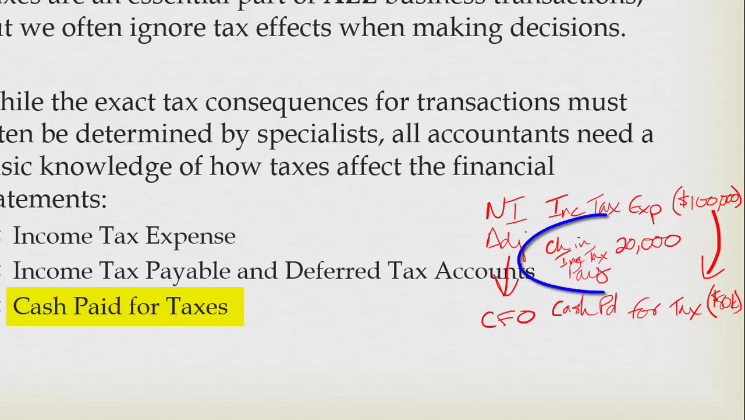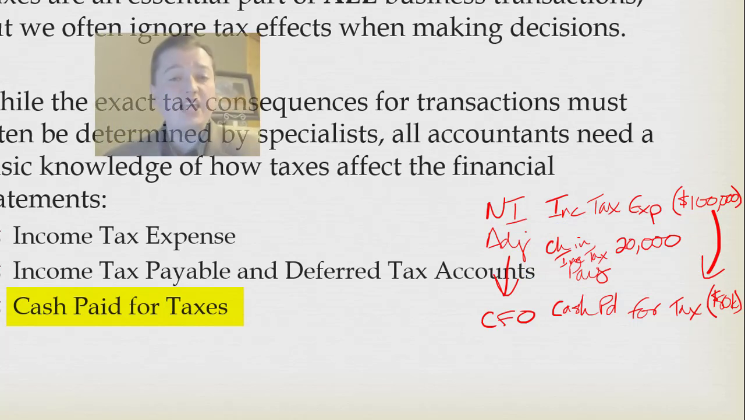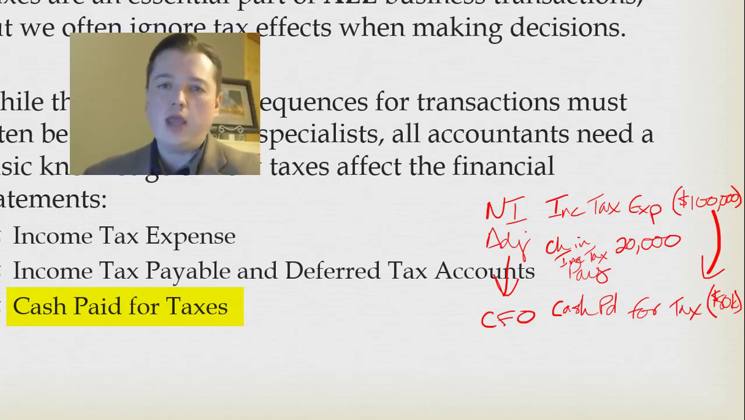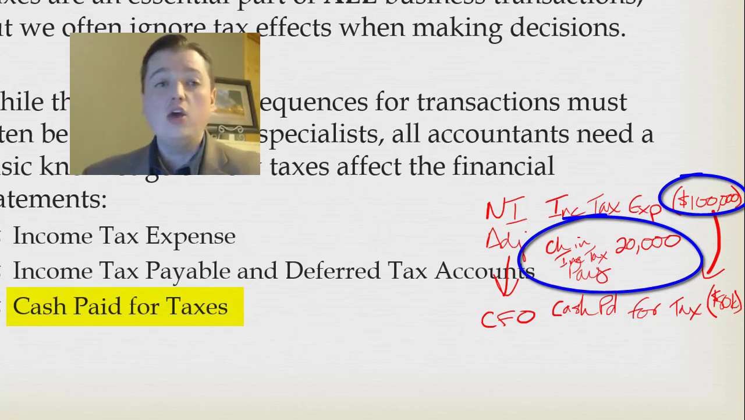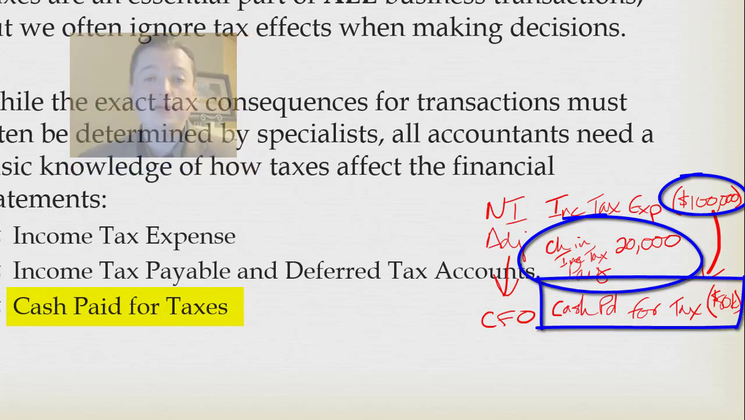But we have this change of 20,000, and that's all we see on the statement of cash flow is this positive 20,000 associated with taxes. And we have to be comfortable enough as accountants looking at those numbers to say, okay, I can go back to my income statement, see that negative 100,000 for my income tax expense. I can add in that 20, and I can calculate what the cash paid for taxes really was.